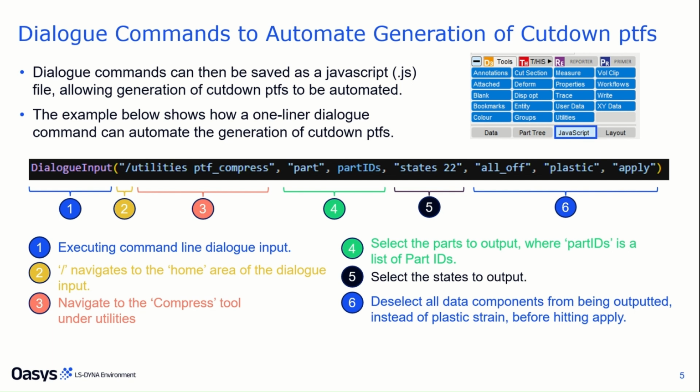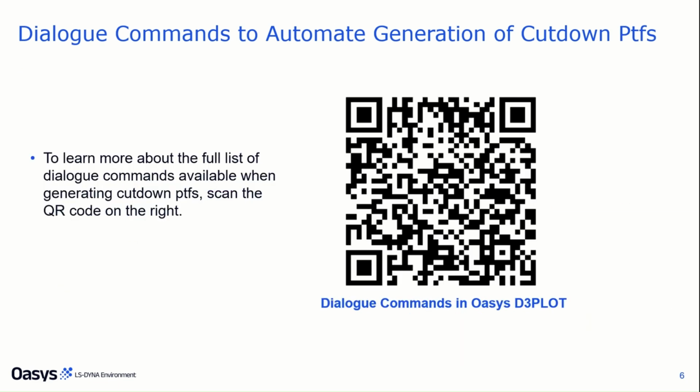This one-liner here specifies that a dialog command can be used. We can then navigate to the PTF compress tool under Utilities before setting the parts and states to be outputted alongside the data components. Lastly, by clicking on Apply, the cutdown PTF will be automatically generated in the same folder as the original PTF. To learn more about the full list of dialog commands available when generating cutdown PTFs, or to learn more about dialog commands in general, feel free to scan the QR code on this page.